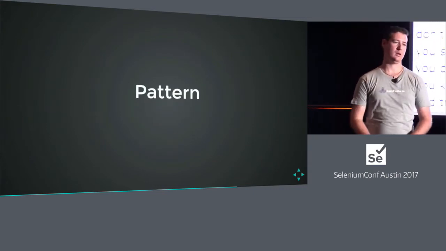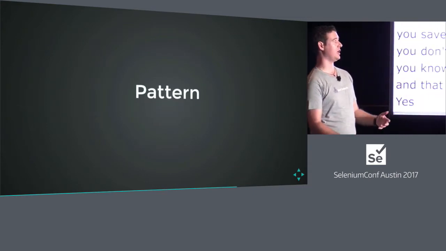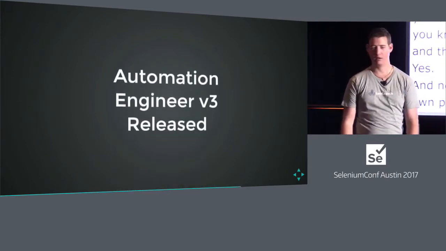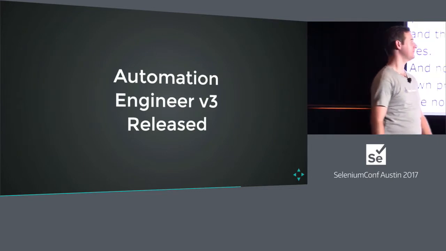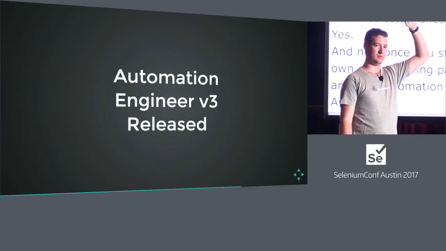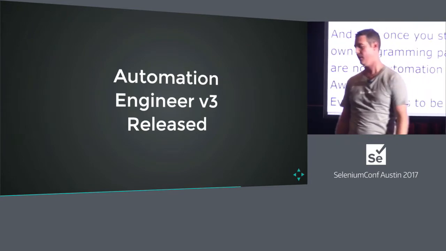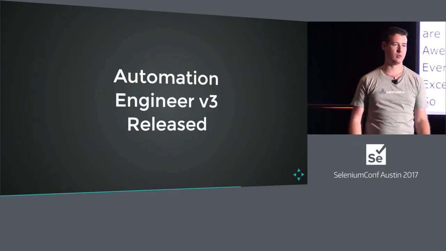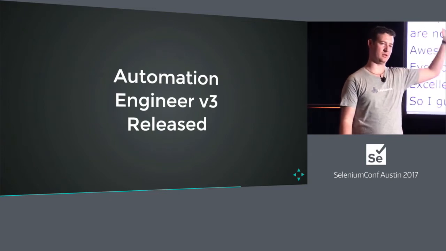Now, once you've started establishing your own programming pattern, guess what? You are now Automation Engineer version 3. Awesome. Everyone likes to be version 3 already? Excellent. Let's do this. So I guess that means I'm done with my presentation, right? There's no more to go. Anyone thinks there's more to go?